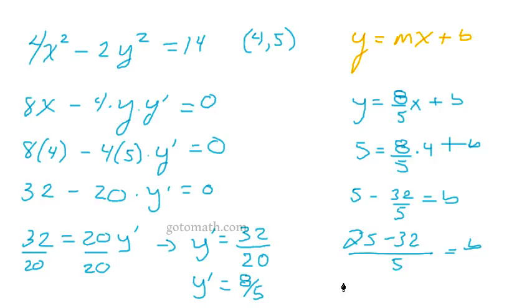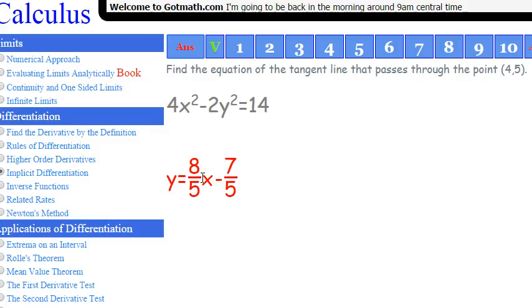All right, so we end up with y is equal to 8/5 x minus 7/5. So there's the equation of the tangent line. Of course, it's in slope-intercept form, passes through this point, and is tangent to this curve here. So that's what we came up with, and that should be it.